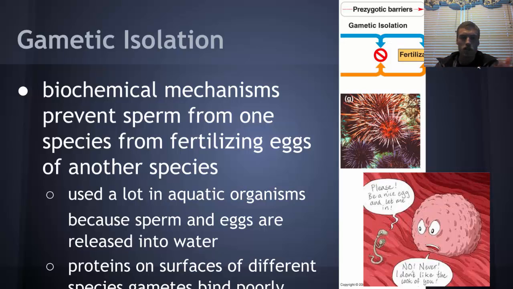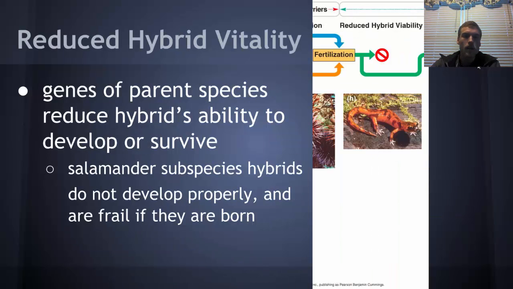So if they're just releasing their sperm and eggs into the water, they need to make sure that their sperm are fertilizing their eggs. So there are specific proteins on the surfaces of the sperm that recognize proteins that are on the surfaces of the eggs. They bind, and then that is what allows the gametes to fuse together. All right, so those are all the prezygotic barriers.